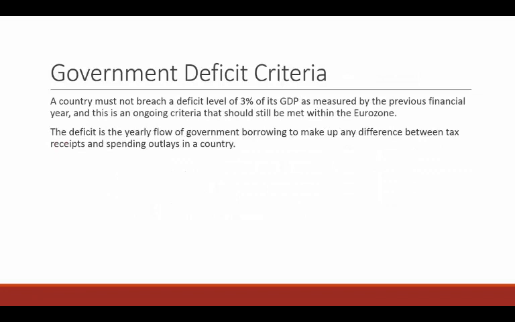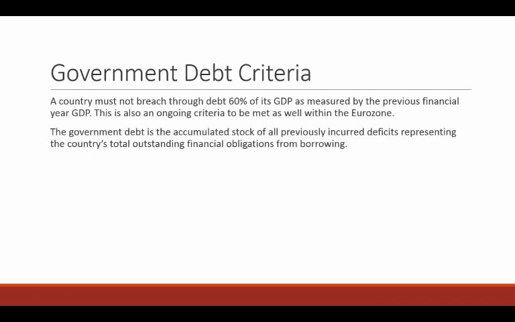There is also a government deficit criteria that has to be met. This requirement is that a country should not have a deficit in any year that's greater than 3% of its GDP, both prior to joining and even after entry. A related final criteria is the government debt criteria, which requires that a country not have a debt to GDP ratio greater than 60% at any time, both prior to joining and after entry in the currency union.